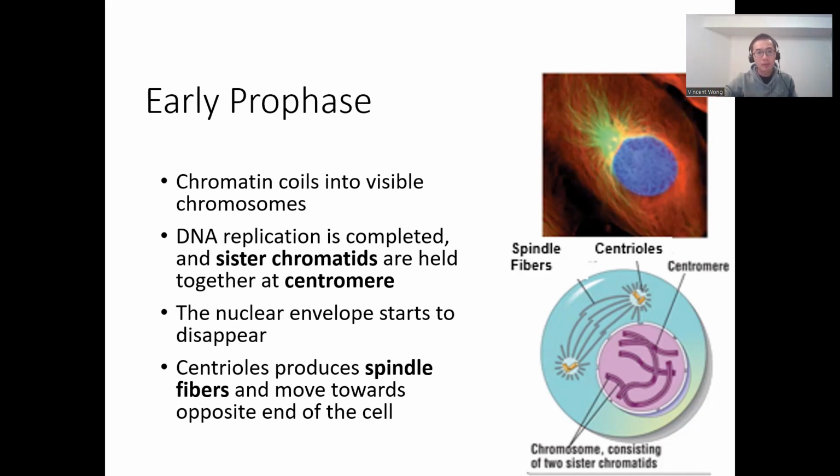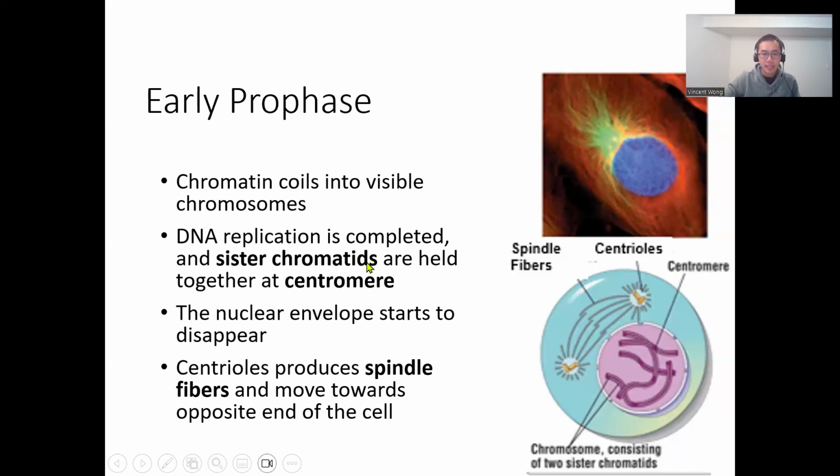So at this point, the chromatin is going to pack even further to form the chromosomes. We're going to be moving the DNA soon, so we have to pack it up so that it's more compact and easier to move around. If you look at the nucleus, you can start to see the outline of the DNA, whereas before it was just a sea of blue with nothing distinctive. Like I said, the DNA replication is completed.